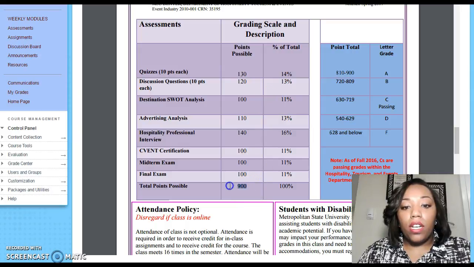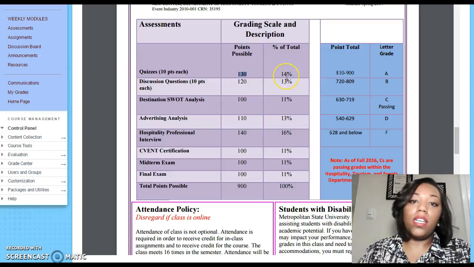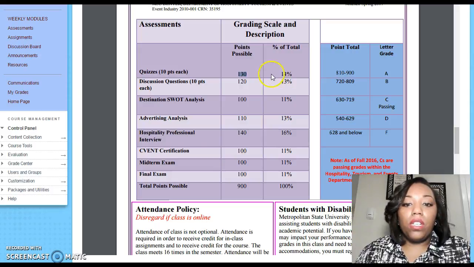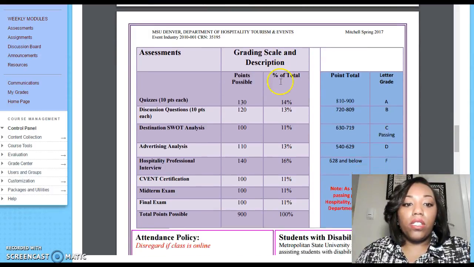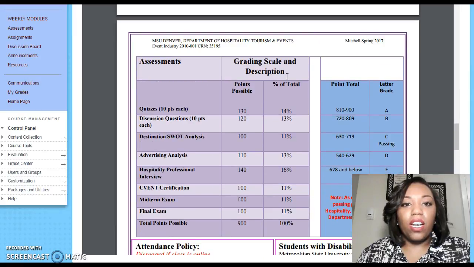There's a total of 900 points. So your quizzes, all of them, is 14% of your grade. I did break this down into percentages, and I would like to shout out Dr. Vanucci, who allowed me to use this new shell of hers, making the syllabus a little more fun and colorful.